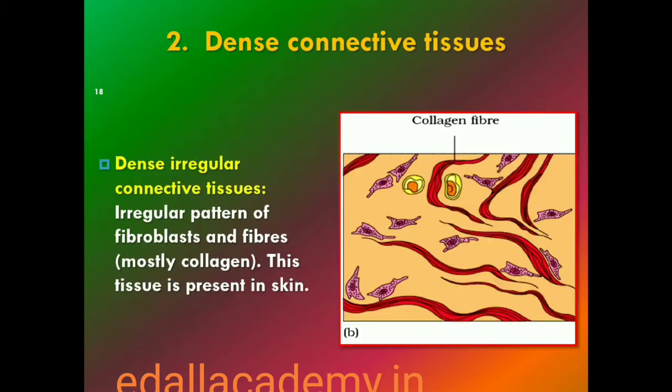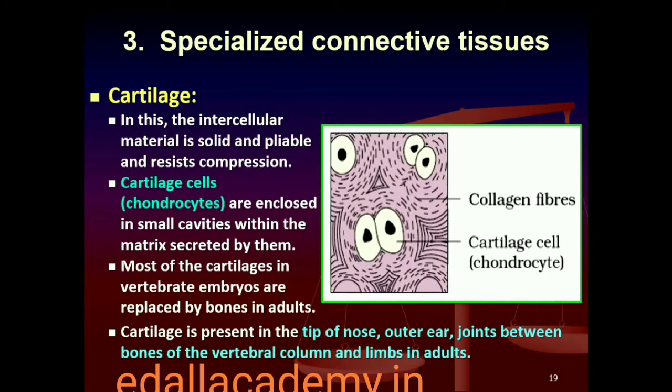Dense irregular connective tissue has fibroblasts and many fibers, mostly collagen, that are oriented differently. This tissue is present in the skin. Cartilage, bones and blood are various types of specialized connective tissues.